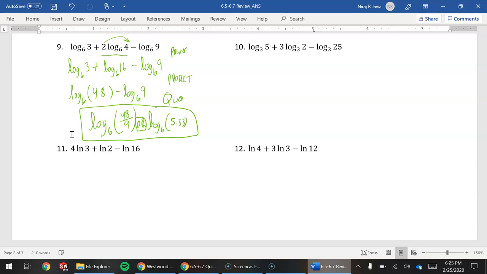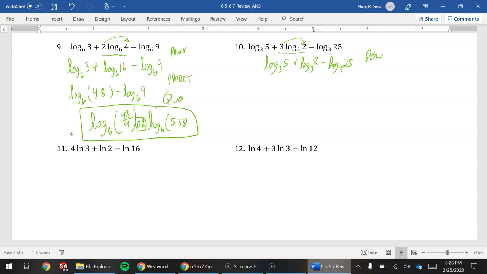Okay, so this is the same thing with number 10. We're always going to look for power rule first when it comes to condensing. So we say, oh, 10, sweet, look at that. And when I do that, we have log base 3 of 5 plus 2 to the third power, which is log base 3 of 2 times 2 times 2, which is actually 8, minus log base 3 of 25.